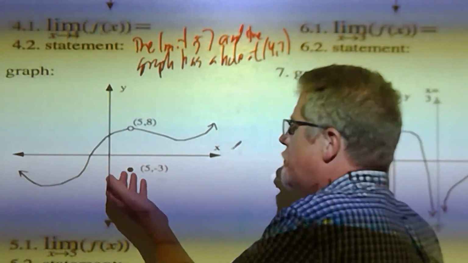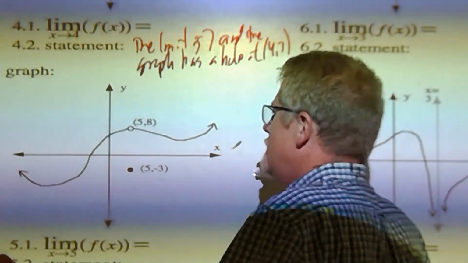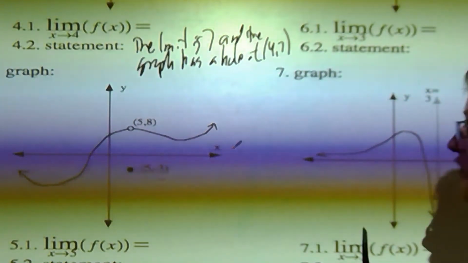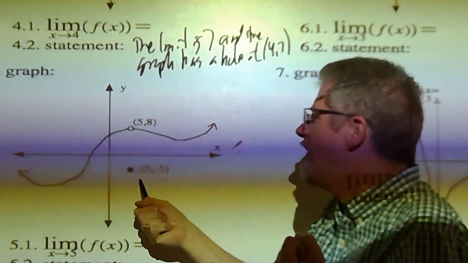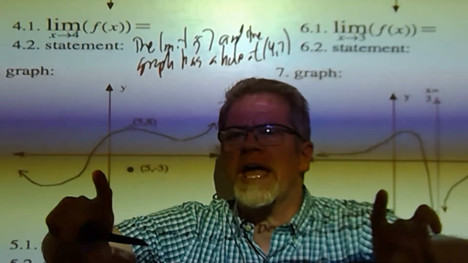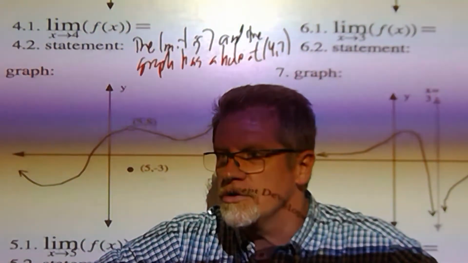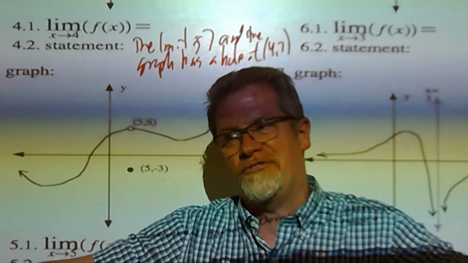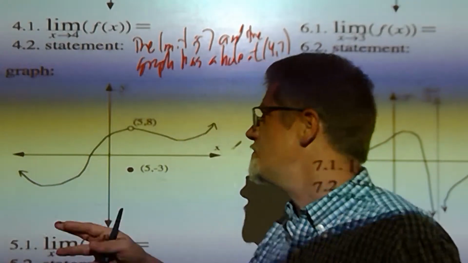We don't say there's a point at (5, -3), because that point doesn't tell you anything about the limit as x approaches 5. That tells you what f of 5 is. Yes, f of 5 is -3. You have to train your mind to ignore f of 5 when you're dealing with the question, what is the limit as x approaches 5, from the left and the right?